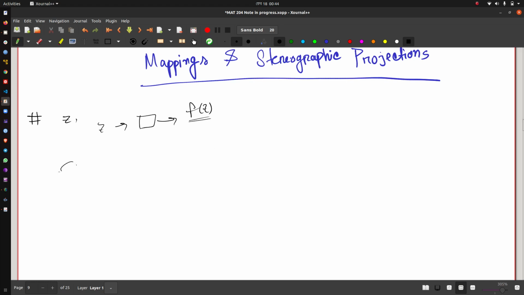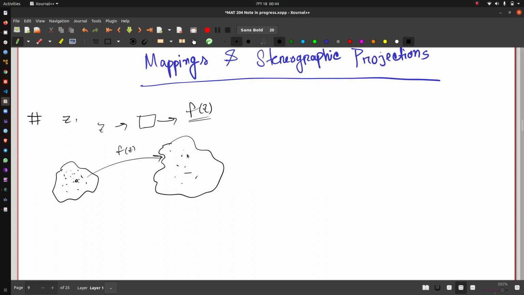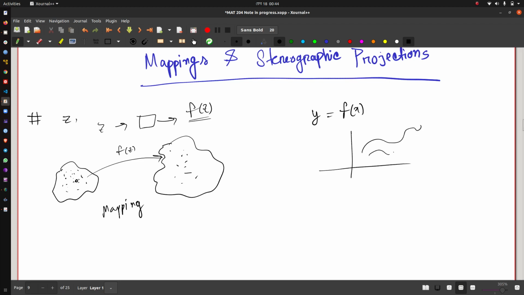That is, you are taking some collection of points or numbers and you are mapping them with some machine that takes points from here and generates some output. So this is a mapping. And in single variable calculus, this is pretty easy to see. You write y equals f of x, right? And you can draw a graph like this, whatever that may be.